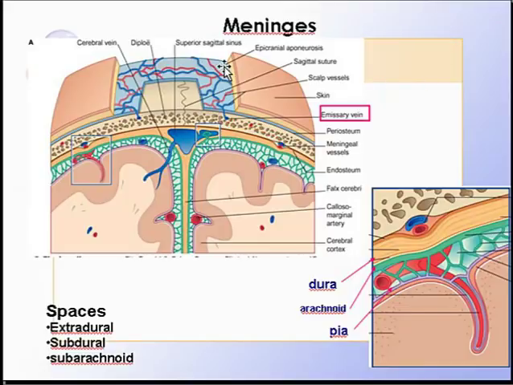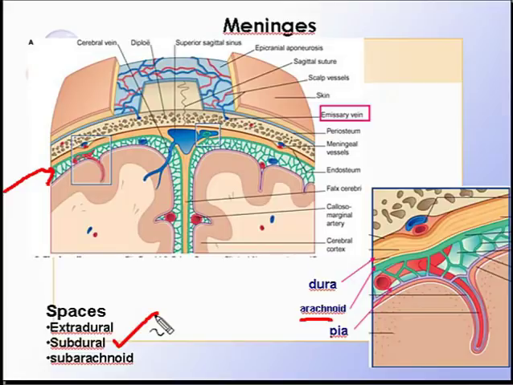The second layer is the arachnoid mater, and if you look here, this is the arachnoid mater up here, and again if you look at a magnified picture, you can see here this is the arachnoid mater, and the space between the dura mater and the arachnoid mater is known as the subdural space. And then in a little while we'll see what traverses the subdural space.